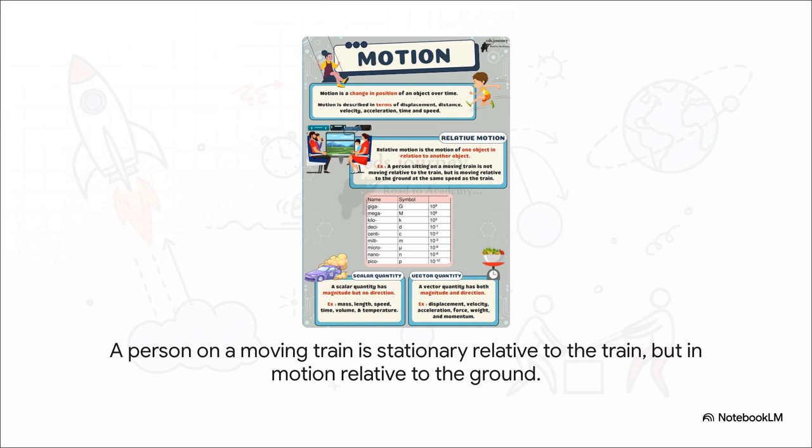Think about it this way. If you're on a train, you're not moving at all compared to your seat, right? But for someone standing on the platform watching you go by, you're just a blur. So motion is never absolute. It's always compared to something else. That's our first big idea.